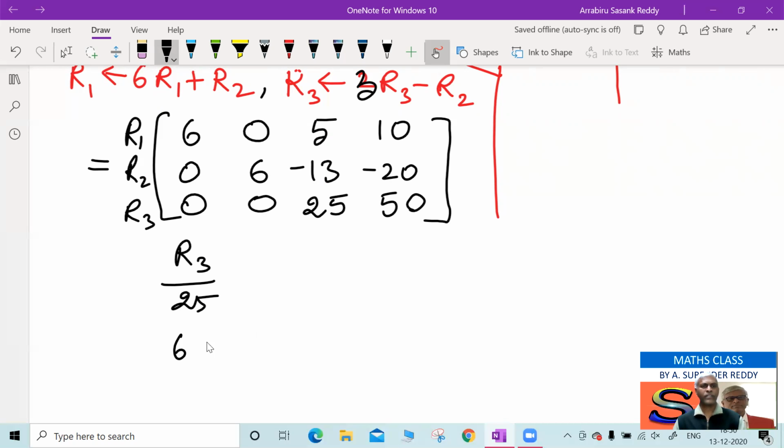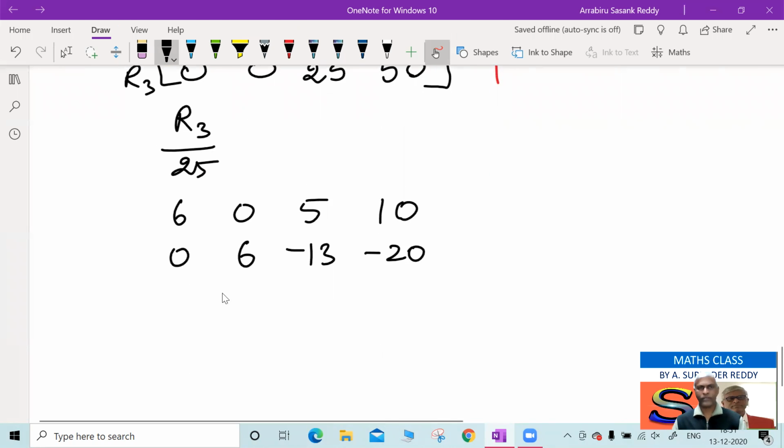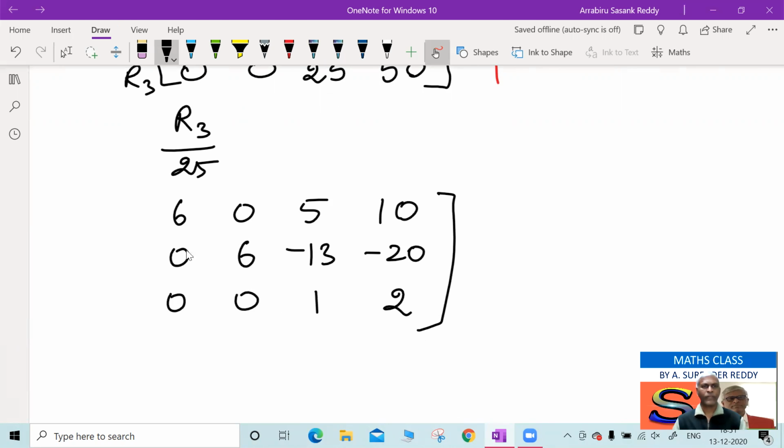So I am writing first row as it is 5, 10, and second row 0, 6, minus 13, minus 20, and dividing with 25, third row becomes 0, 0, 1, 2. So by dividing R3 with 25, we get this one.